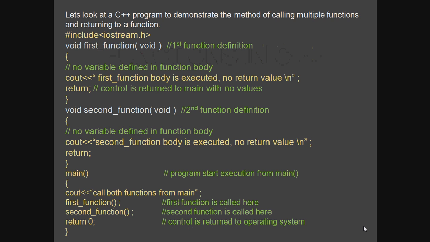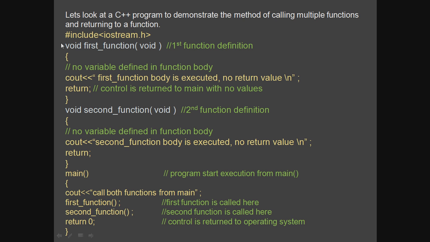So in this program we will look at a C++ program to demonstrate the method of calling multiple functions and returning to a function. So in the previous videos I have discussed some programs where you saw that there was only one calling function and one function body and one call function to be executed, right? So with this program you will see that you can have multiple calling functions and you can have multiple call functions also. So the main function can have many calling functions and many call functions.